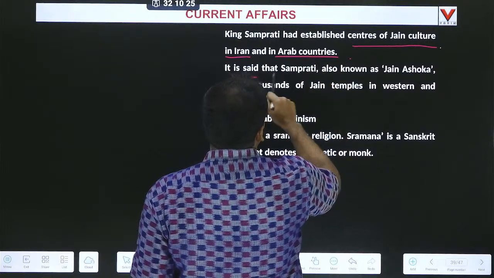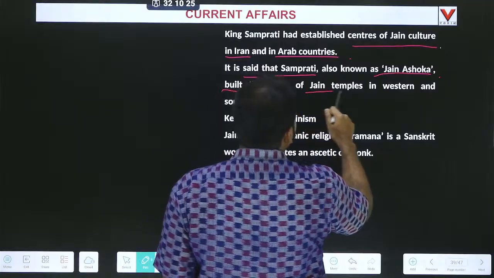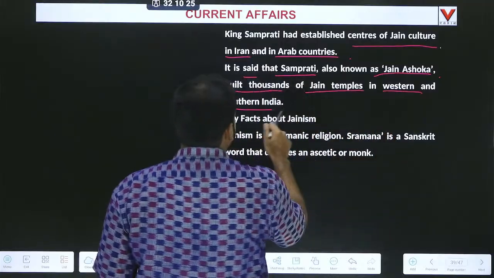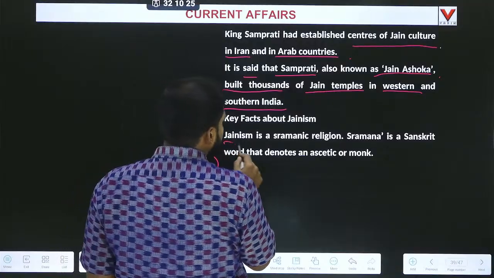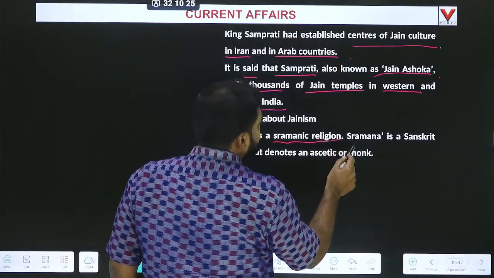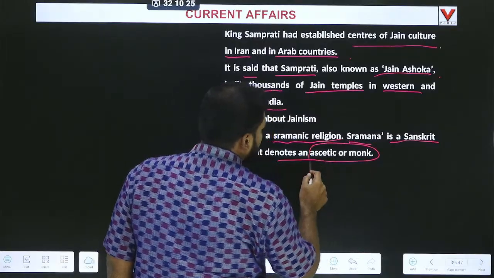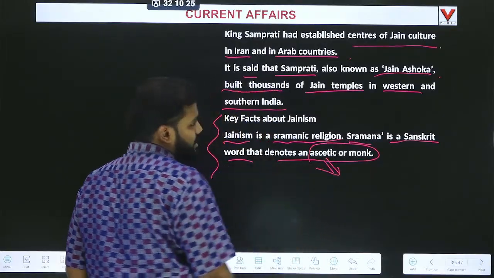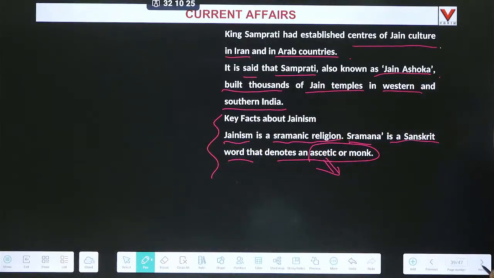Okay, it said that Samprati, also known as Jain Ashoka, built thousands of Jain temples in western and southern India. Okay, let's discuss briefly about Jainism. Jainism is a Shramanic religion. Shramana is a Sanskrit word that denotes ascetic or monk. You have to live an ascetic life, just like a monk. That's why it is a Shramanic religion, right?